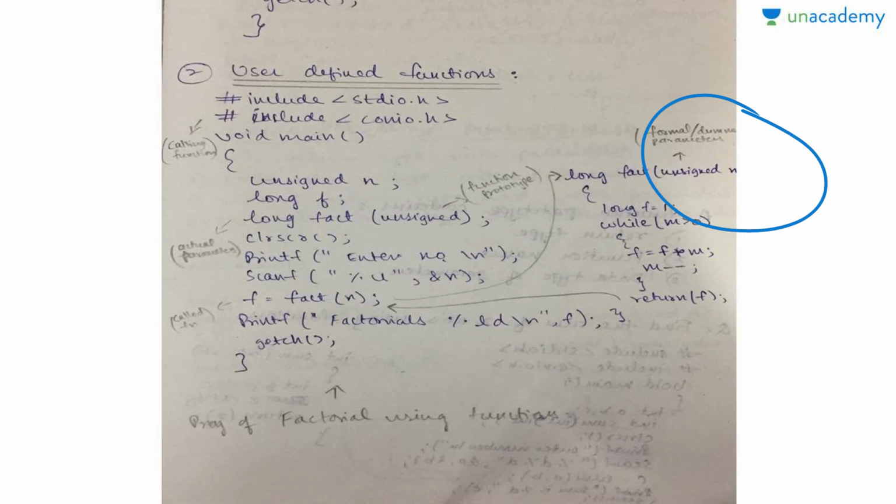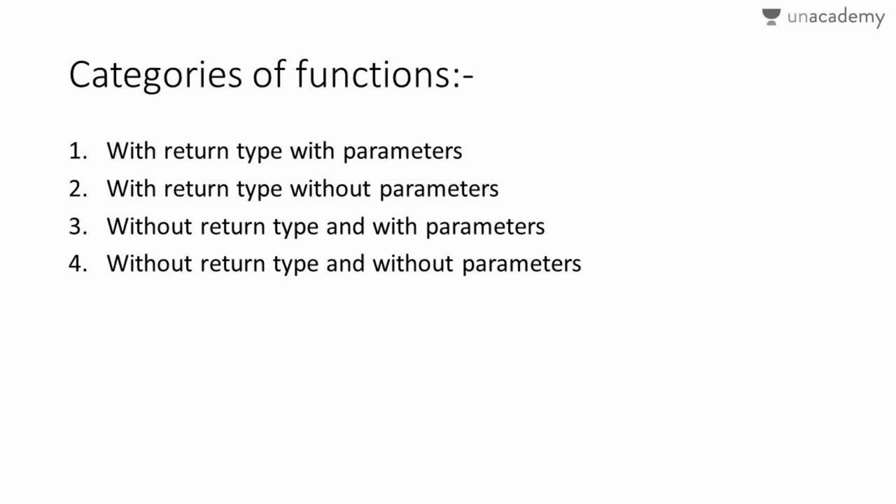You can make programs such as addition of numbers, anything, by using different kinds of return types and function names, and call a particular function name in the main block. And now these are the categories of functions. Basically, the categories are 4 types: with return type and with parameters, with return type without parameters, without return type and with parameters, and without return type and without parameters.